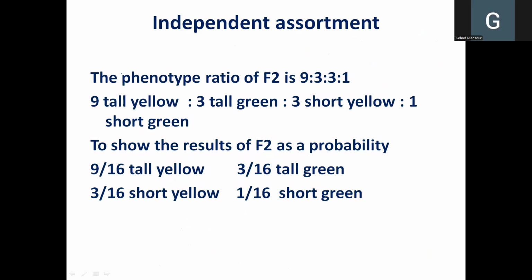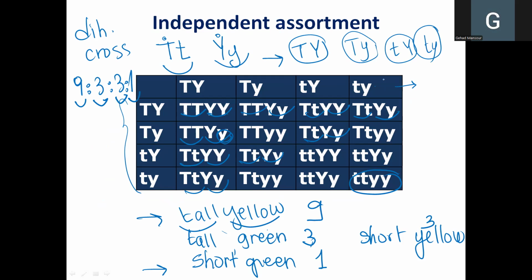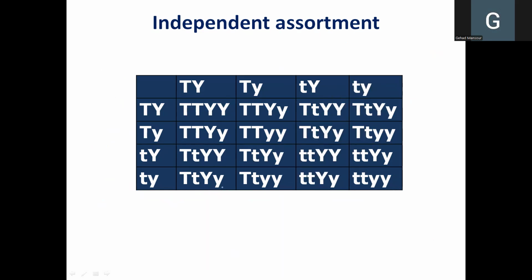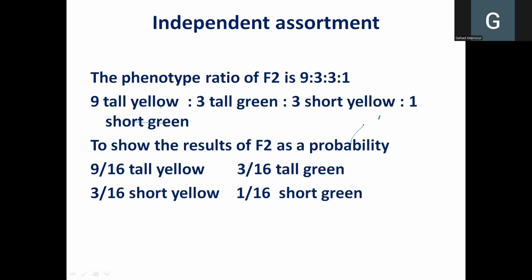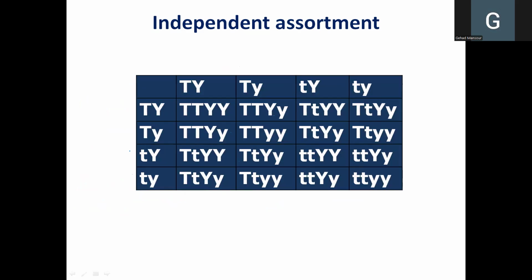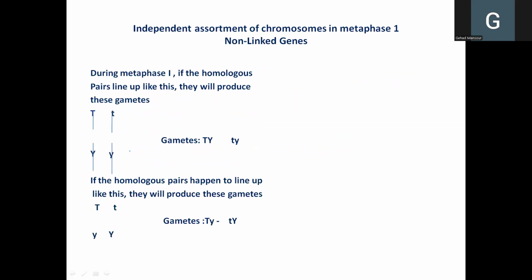So the total number of offspring is 16, as you can see, because we have a table where we have 4 gametes horizontally and 4 gametes vertically, and therefore 4 by 4 gives 16 possibilities. So if I say tall yellow, dominant, dominant, this is 9 out of 16. If I say recessive, recessive, short green, this is 1 out of 16. And then we have 3 over 16 and 3 over 16. This is another form of how we can write the results of a dihybrid cross.